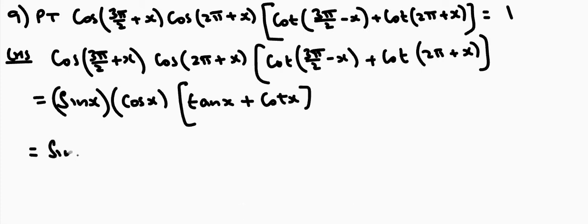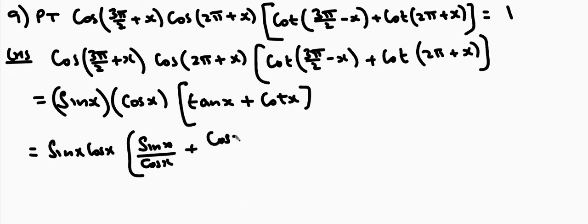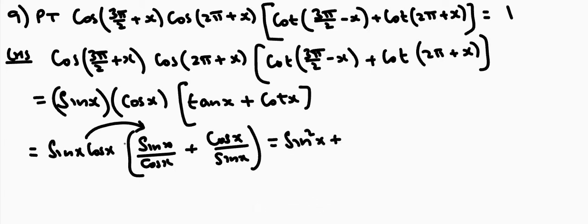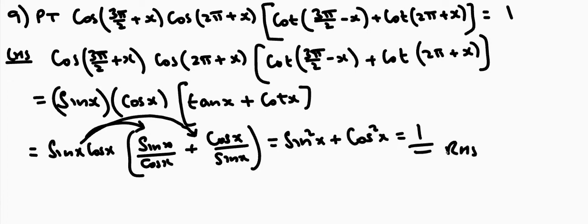equals sin x into cos x whole into tan x. We can write sin x by cos x plus cot x, we can write cos x by sin x. We expand the bracket, multiply sin x cos x into sin x by cos x. We get cos x cancelled, sin² x, plus again you multiply this by cos x by sin x, then sin x will get cancelled, and we get cos² x, which is equal to 1, RHS. Okay.